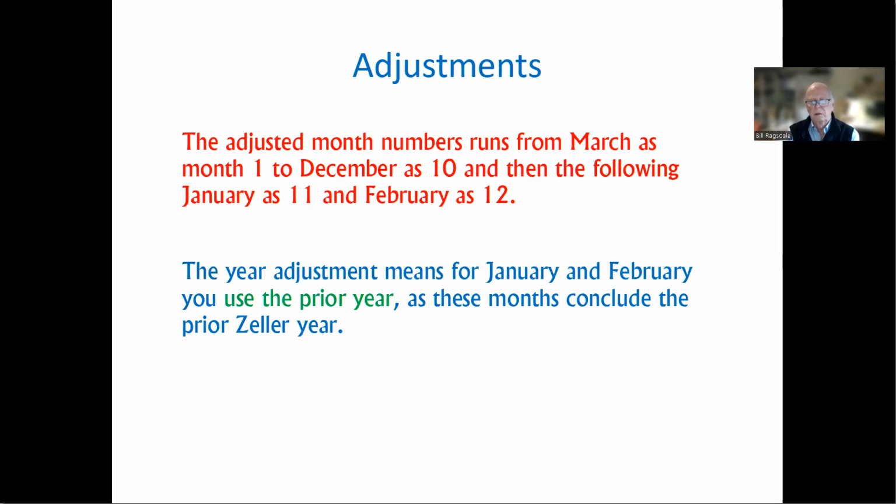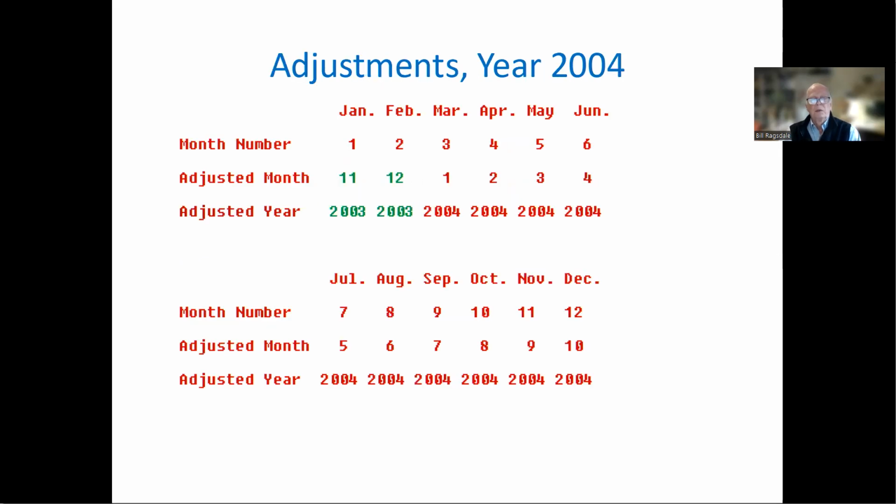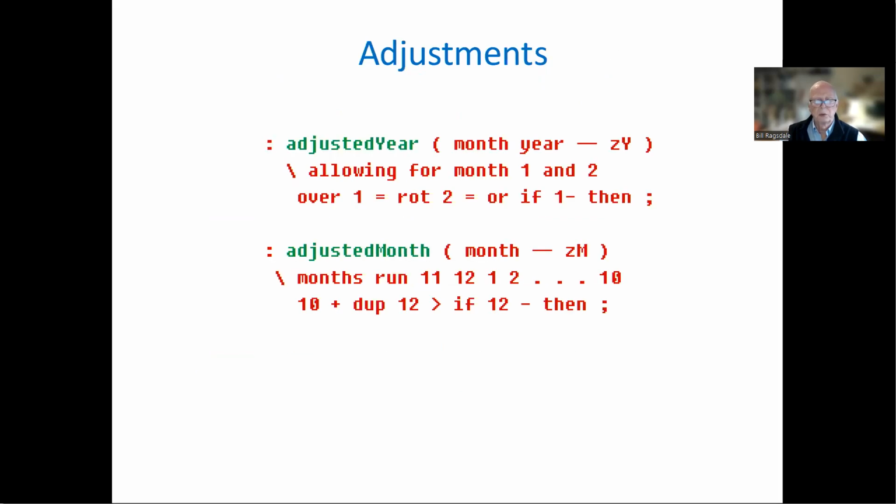So as I just said, the adjustments for January, February use the prior year. This is an example of those adjustments. Notice that for January and February, the traditional numbers are 1 and 2, but in green are the Zeller numbers, 11 and 12. And for year 2004, the first two months, January, February, are actually from the prior year, 2003. It's a little bit confusing when you first calculate it, but once we put a couple of Forth words on it, this inconsistency disappears.